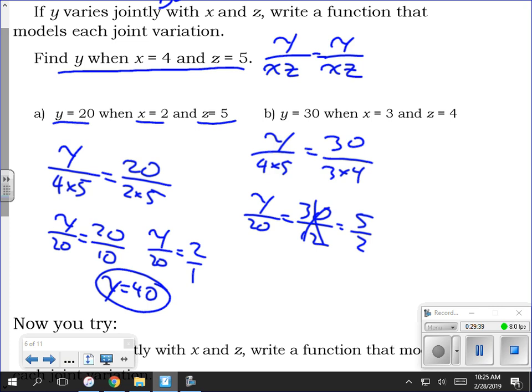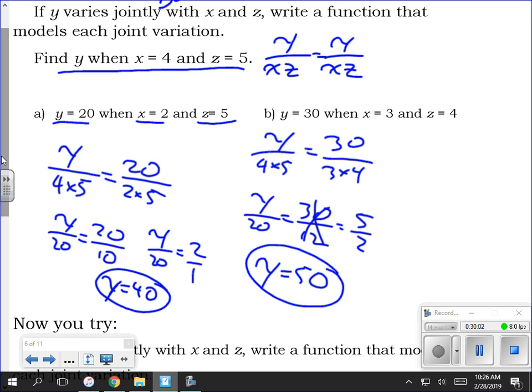What do I multiply 2 by to get 20? So I multiply 5 by 10 to get 50. And like I said, if you want to cross multiply at that point and then solve for y, I'm okay with that. Do what you need to do to solve it. I need to see the setup. I need to see the answer.